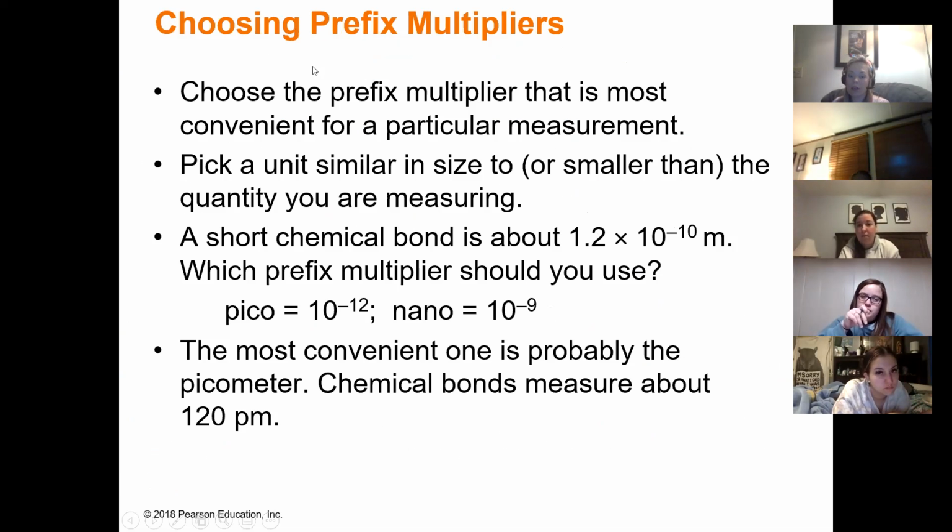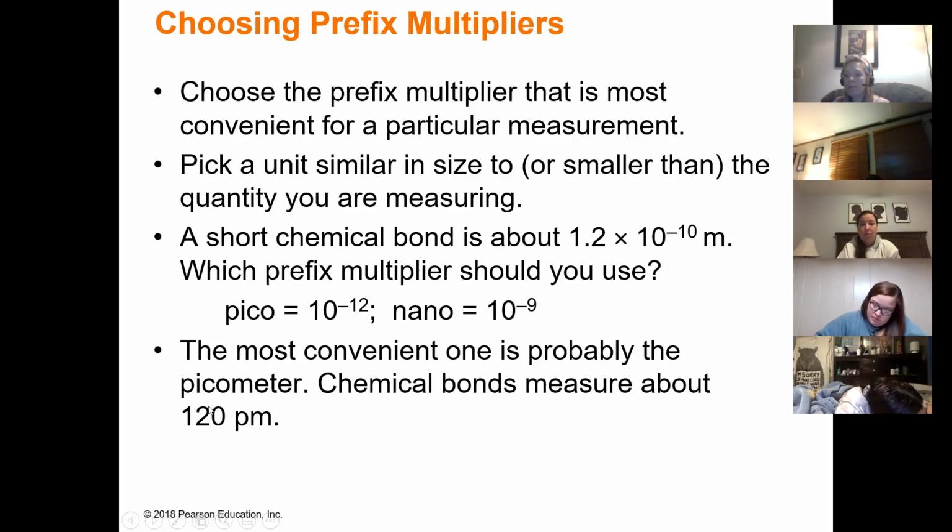As far as choosing a prefix, a lot of times you want to choose a prefix multiplier that makes sense for whatever the unit is. So here they're saying a chemical bond is about 1.2 times 10 to the negative 10 meter. They're using a base unit of meter, and it's a very small amount. The decimal's got to get moved out 10 places in the direction that makes a smaller number. So this is sort of incomprehensible. You may want to change the prefix to something like a pico or a nano. Preferably you go with whatever the smaller unit is. The pico is 10 to the negative 12th, the nano is 10 to the negative 9th. Either of these would be appropriate, but the pico usually would probably work better.